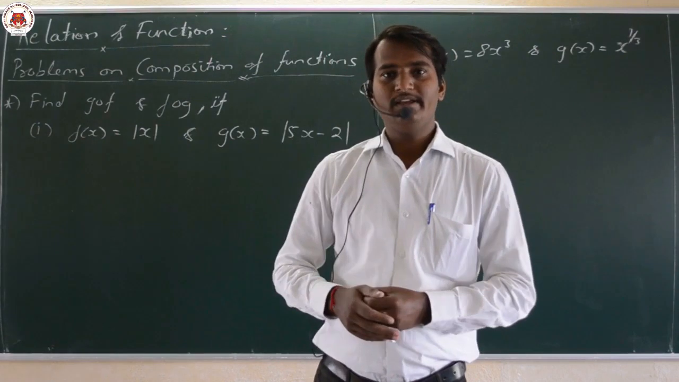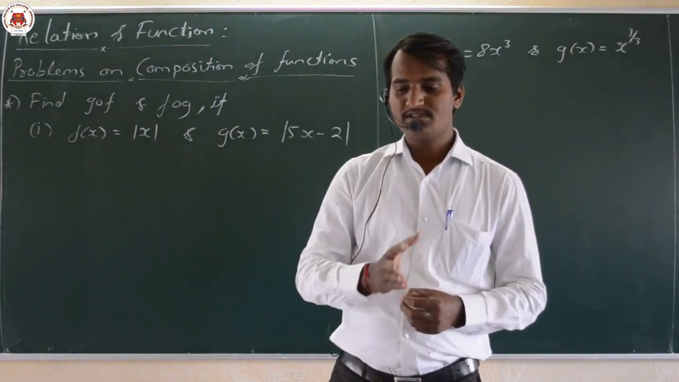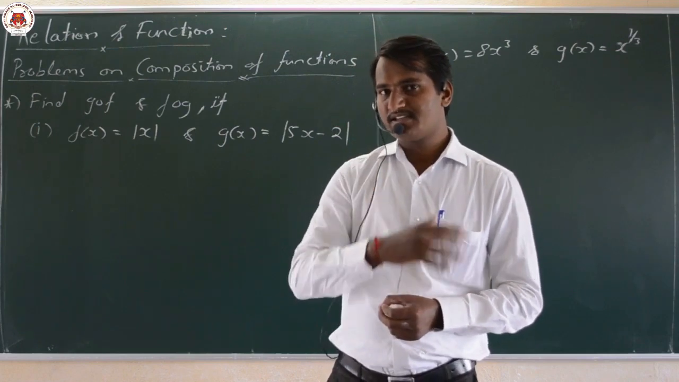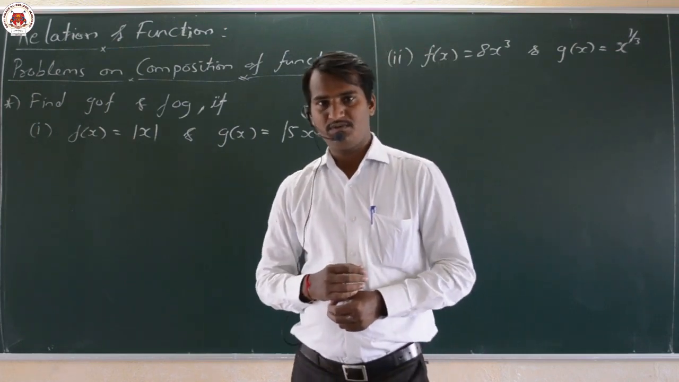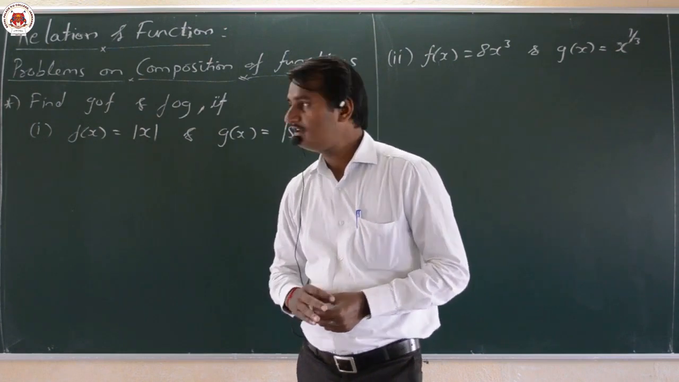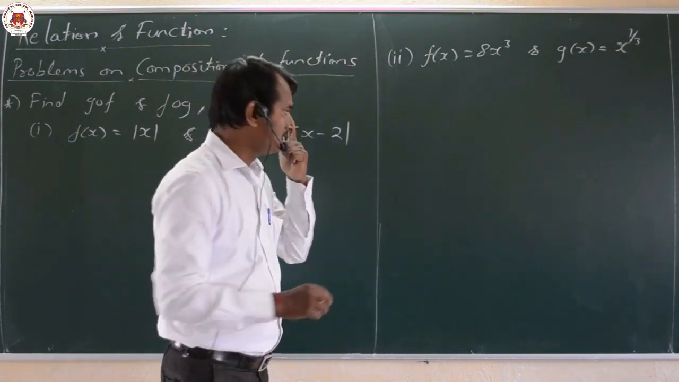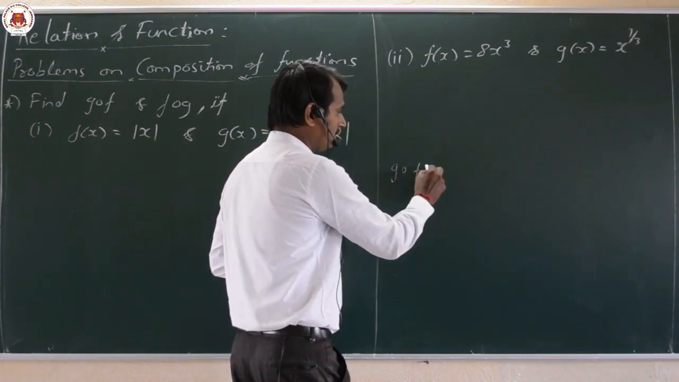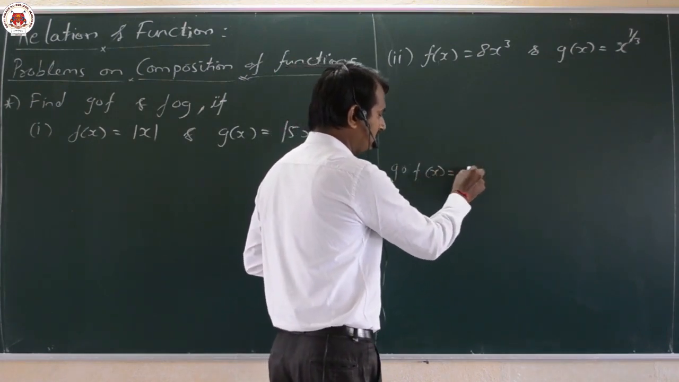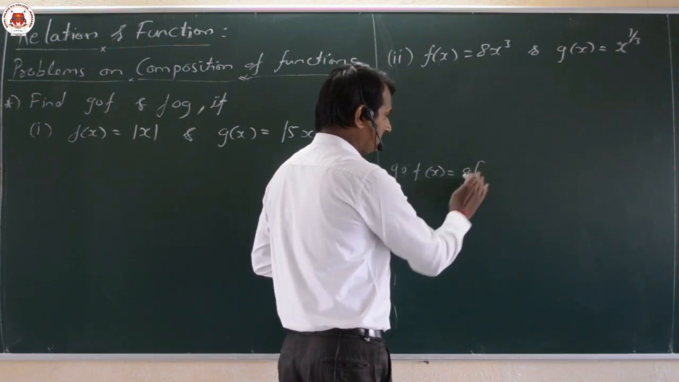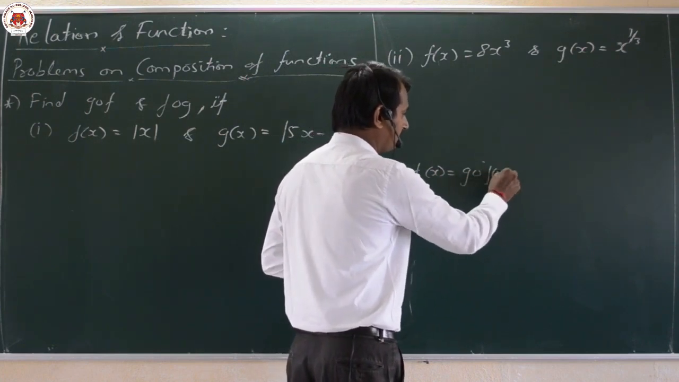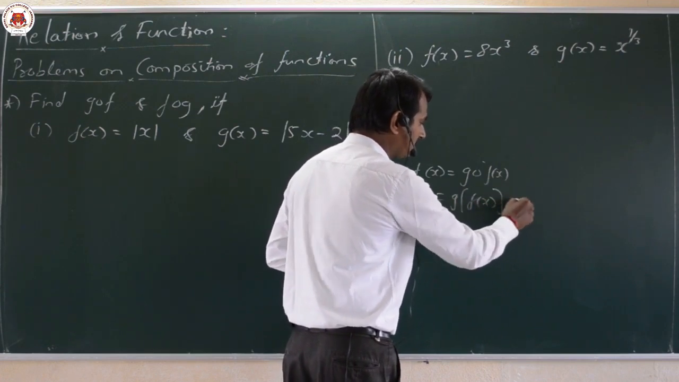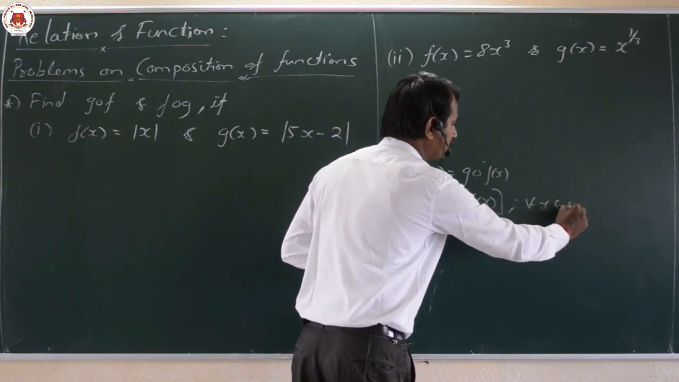Dear friends, today in this class, let us continue with the problems related to our composition of functions. In the previous session, we had started with the composition of the function, that is g of f. Now what do you mean by this g of f? g of f of x is equal to g of f of x, for all x belongs to the set A.